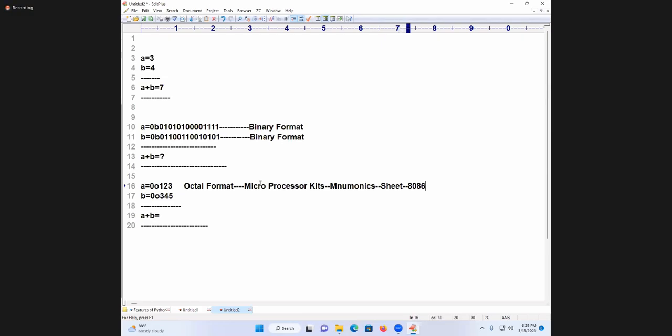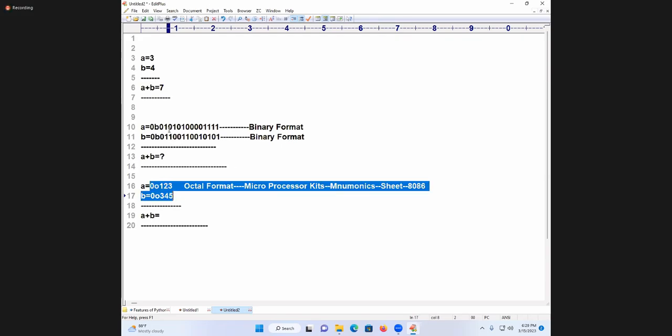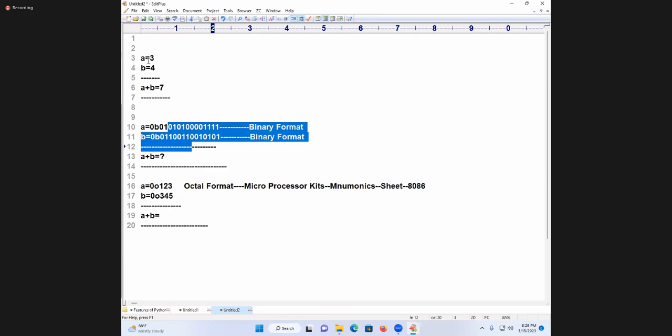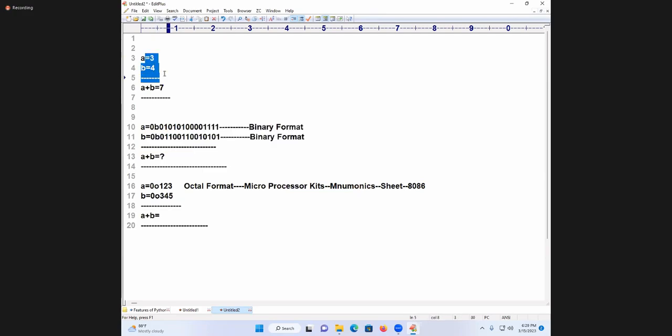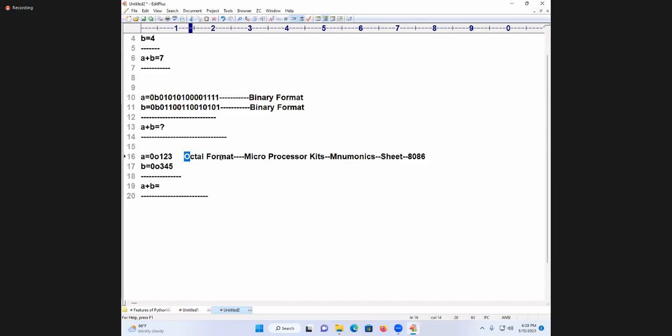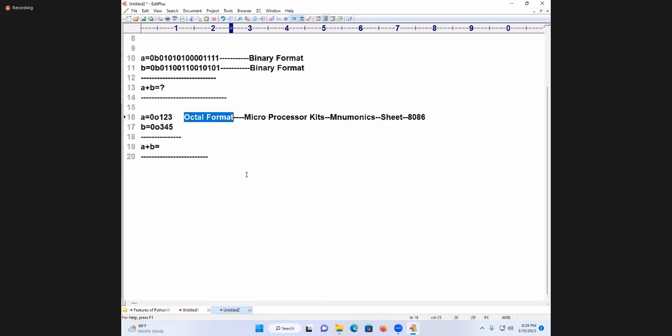8086 microprocessor programming is there. Assembly language programming we can call it. There we are representing the data in the form of what? Octal notation. Such octal notation is completely different from binary and completely different from 3-4. What is the 3-4 data number type? Decimal number system. What is this? What is this number system? Octal number system.